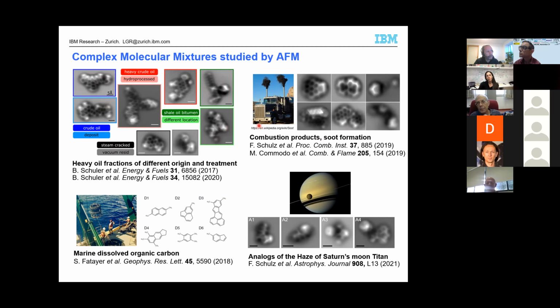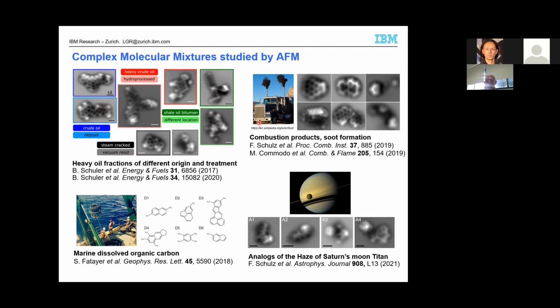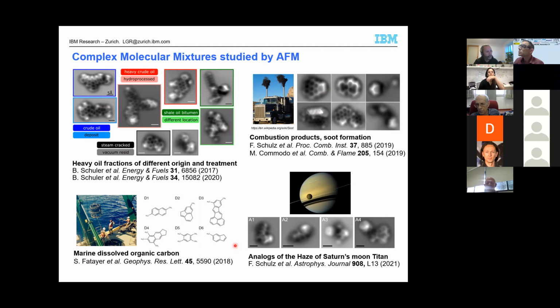These are also molecules that are very important in incipient soot formation. So like this fine dust that forms in exhausts. And here we can study the single molecules that form larger soot particles. Or marine dissolved organic carbon, or this year we studied actually lab analogs of molecules that are supposed to be in the atmosphere of Titan, a moon around Saturn. Okay, so this is exploiting the single molecule sensitivity of AFM.